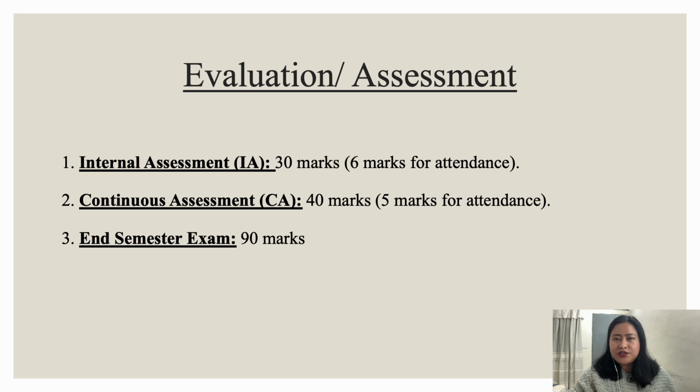Same for the continuous assessment, which is for 40 marks, out of which 5 marks are allotted for attendance. The remaining 35 marks depend upon your course instructor again, how they want to assess you. And the end semester examination is going to be for 90 marks, and you're going to give the exam of 3 hours. Okay, so till here I hope some of the basic queries are clear.